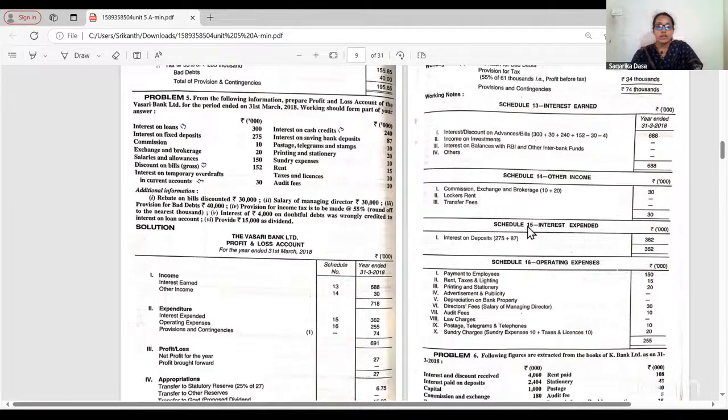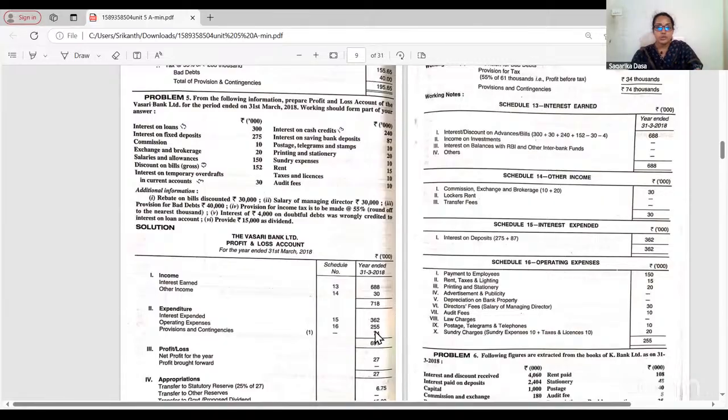Now schedule 15 will come. Schedule 15 we have deposits. Fixed deposits 275. Savings deposits 87. So 275 plus 87, it comes to 362. So 362 we have taken in the account. Then schedule 16, we have postage, printing, sundry expenses, rent, taxes, audit fees. So all the amounts we have taken here, it comes to 255. So same 255 we have taken here.